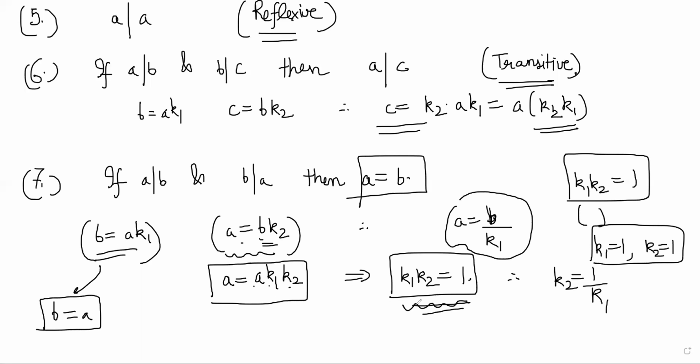So you don't have to do all this. It's obvious here only. Because K1, K2 is 1, you cannot have two integers multiplying to become 1 unless both the integers are 1 or minus 1. So that will imply that B is equal to A, right?